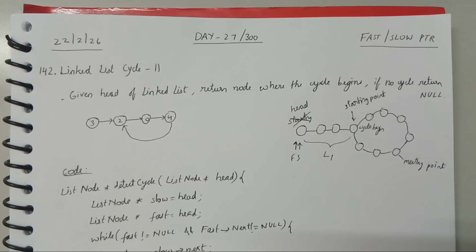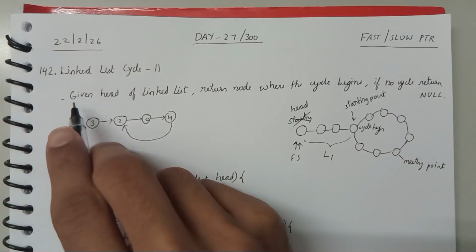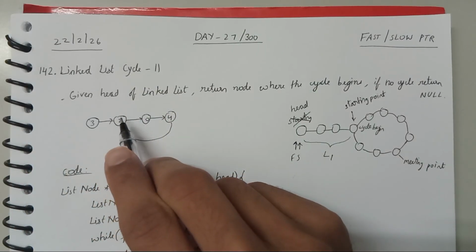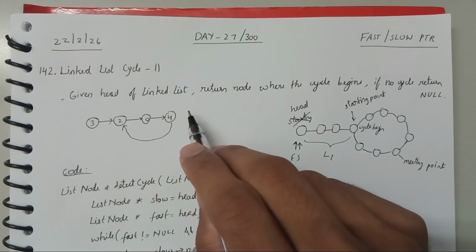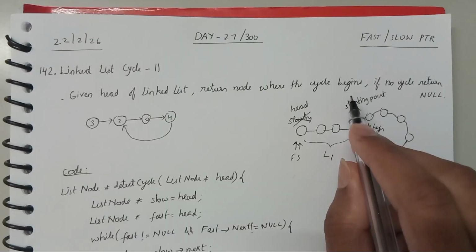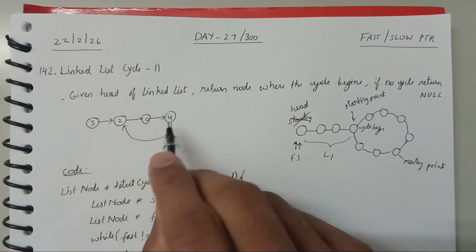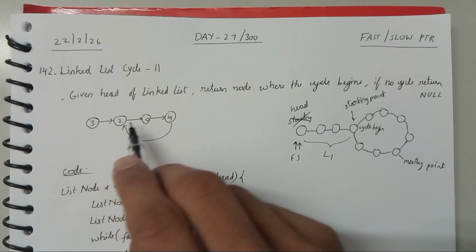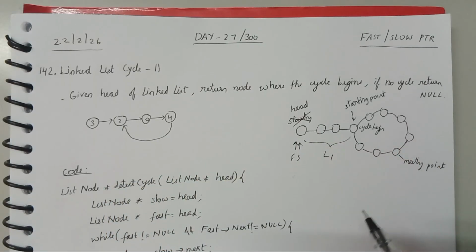Hi guys, this is day 27 and we are going to solve LeetCode question number 142, that is Linked List Cycle 2. So here we are given a head of the linked list and we have to return the node where the cycle begins. So if this is the cycle, then the cycle is beginning at 2, so we return the address of 2, and if there is no cycle, then we return null.